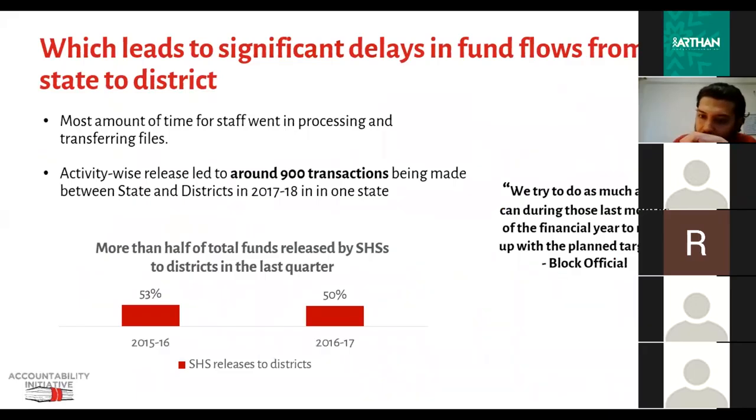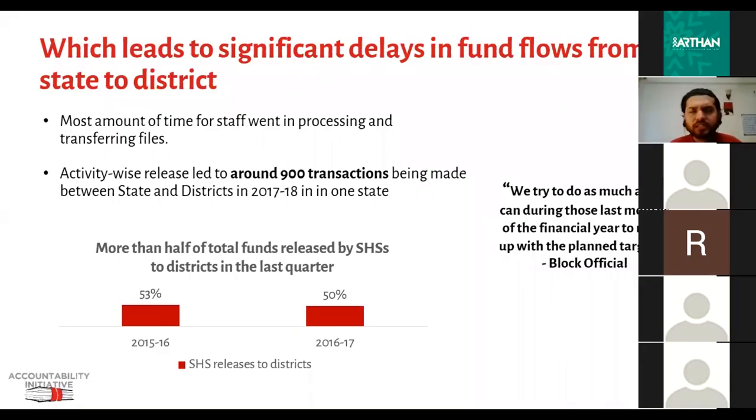So paperwork is what leads to significant delays in fund flows. And this is something that our research has shown us. So one thing is that processing includes multiple people approving the transaction or adding other details to it. So it goes from one desk to the other desk to the other desk. And once staff in the finance or account departments approve things, senior bureaucrats at a given level also need to approve them. Secondly, there are two things that we found. First, that the most amount of time went in processing and transferring these files. And secondly, funds often get released by activity.